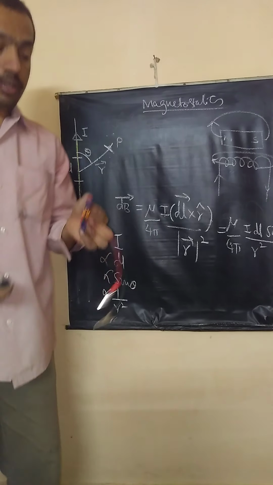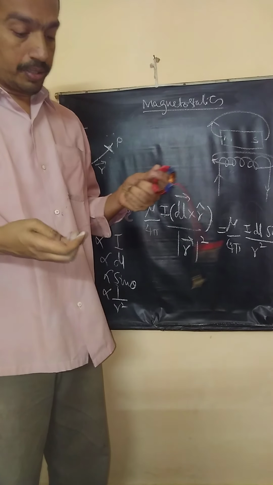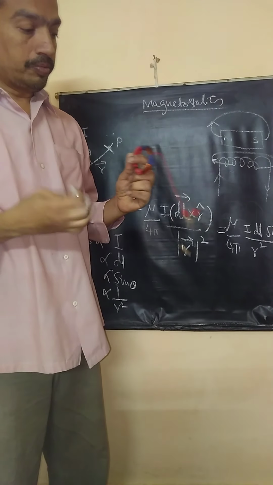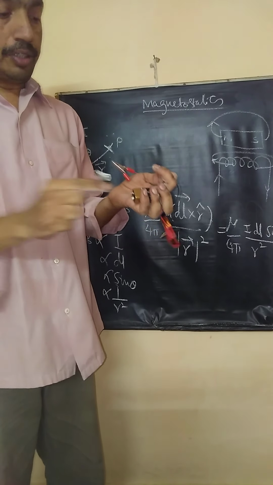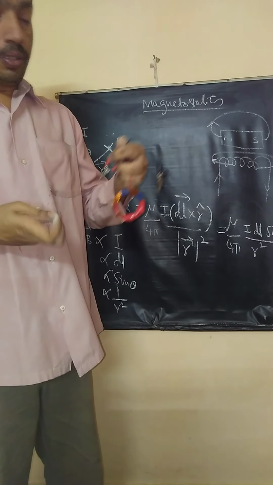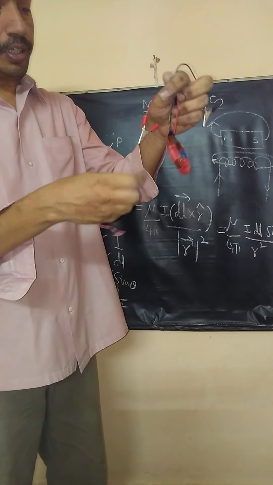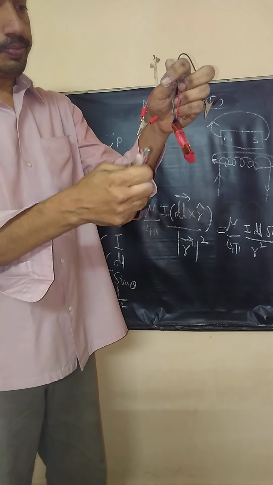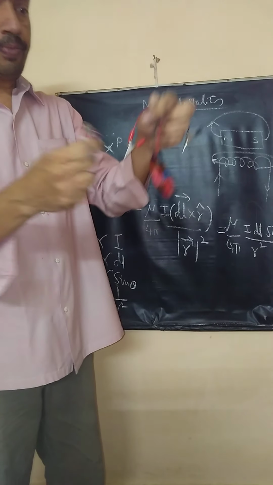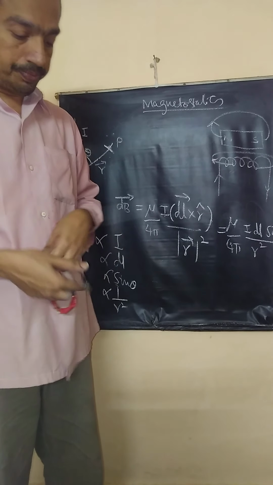I have a coil here with a large number of turns, a bar magnet, and a battery. Now, this is not carrying current. When I take the magnet close to this, there is no interaction. Now I'll pass current through this.